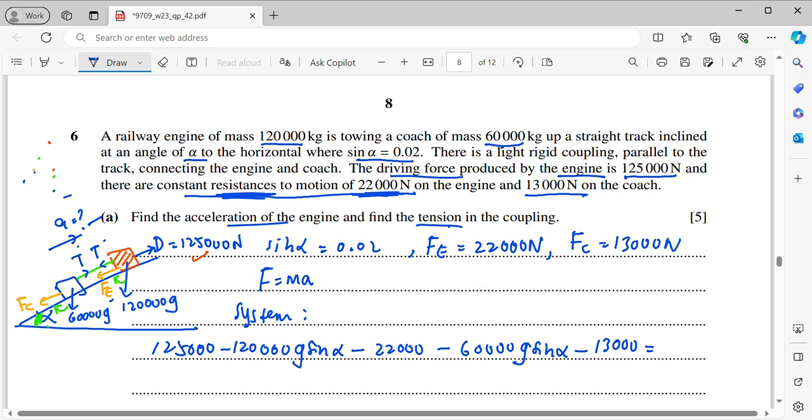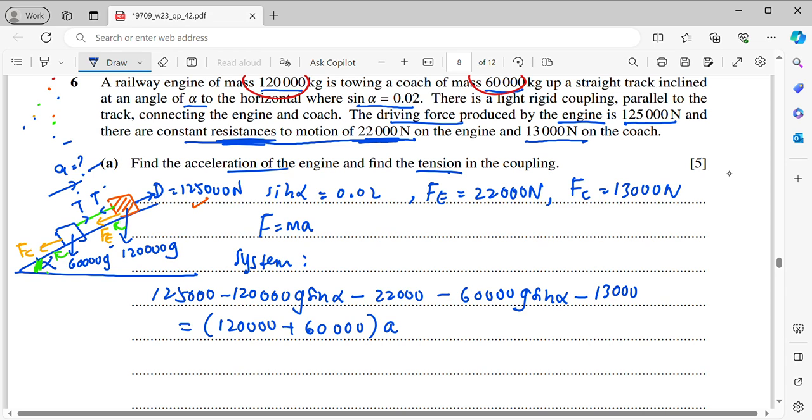Now my M, the whole system, my M is basically the mass from the engine and also from the coach. Therefore, this is going to be 60,000 plus 120,000. Okay, that is my M. Let's say I write it next line. Then it will be 120,000 plus 60,000. That is my M. And then just let it be A for the acceleration. So this is how we get the equation when you consider the whole system.